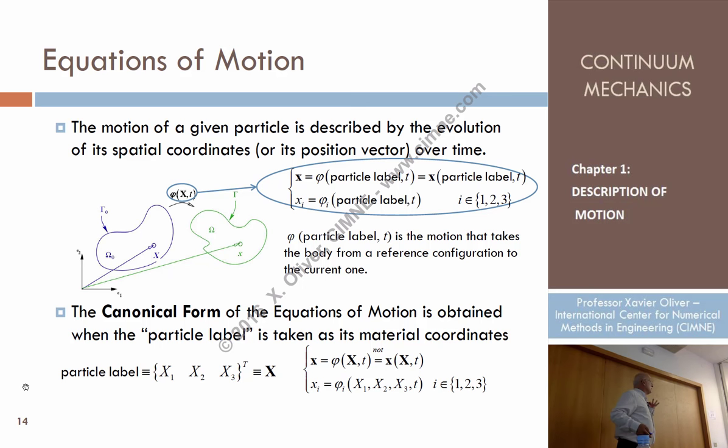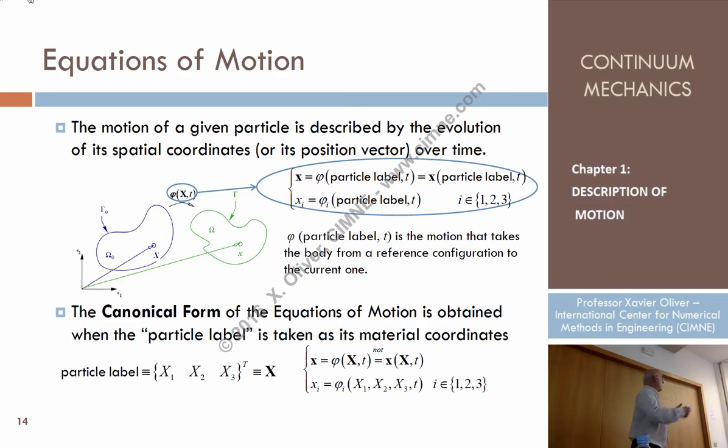So these are three functions, so to speak. One function for the first coordinate, one function for the second coordinate, one mapping for the third coordinate, that for every time t provide the three spatial coordinates of the particle, identifying the particle by the material coordinates, capital X1, capital X2, capital X3, and of course the time. So this is our goal now: to identify these three functions, phi 1, phi 2, phi 3, that once I know them, by replacing the material coordinates of every particle, the label of the particle, and the time, return the spatial coordinates.